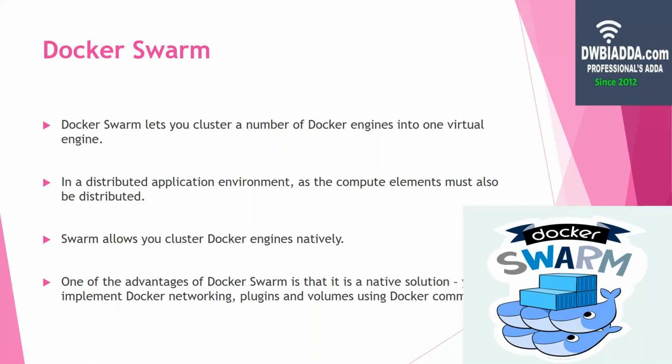Now in a distributed application environment, the compute elements must also be distributed. So Swarm allows you to cluster Docker engines natively. By natively, we are saying that Docker Swarm was created by Docker itself. So it has all the inherited properties of Docker, and you don't need any further dependency or third-party tool to manage the Docker clusters through Docker Swarm. Also, one of the advantages it has is that it is a native solution. So whether you want to implement Docker networking plugins or volumes, you can simply do that using Docker Swarm.